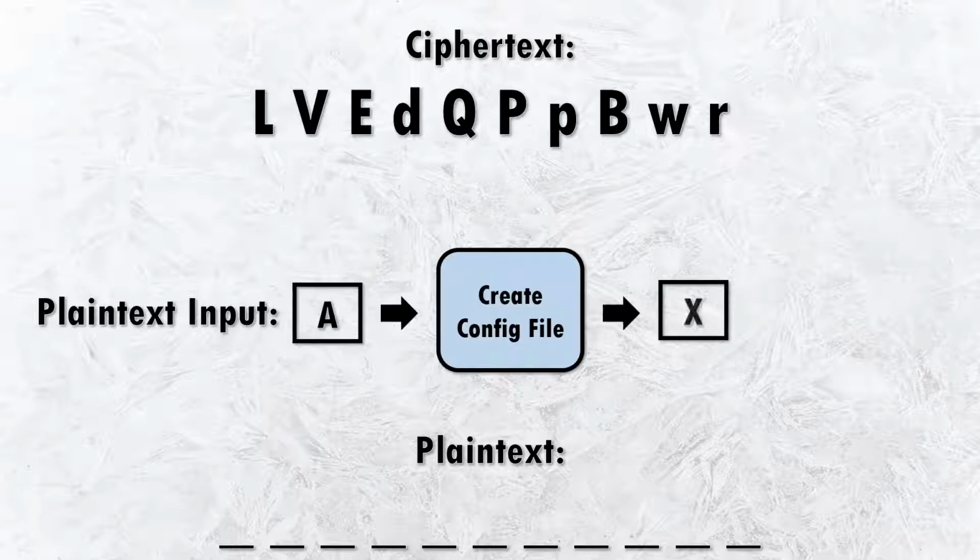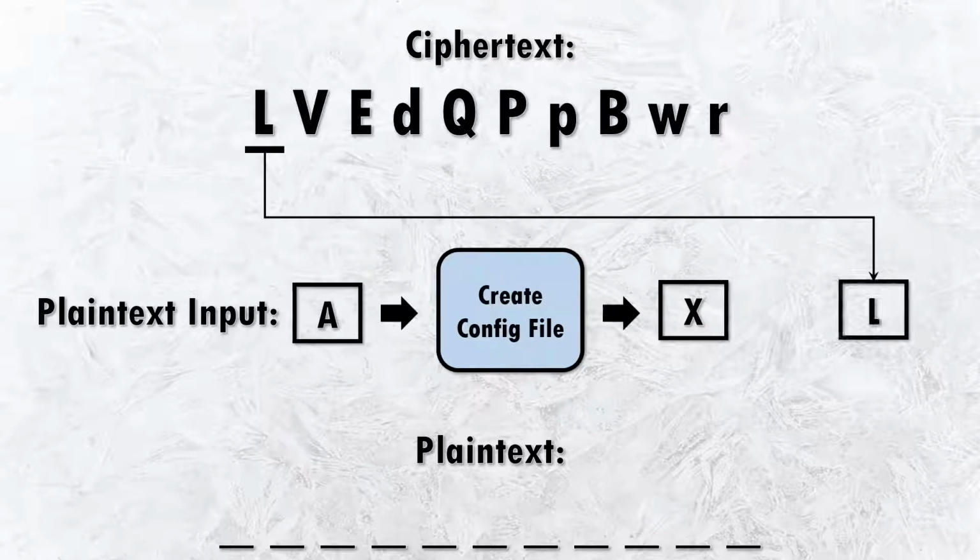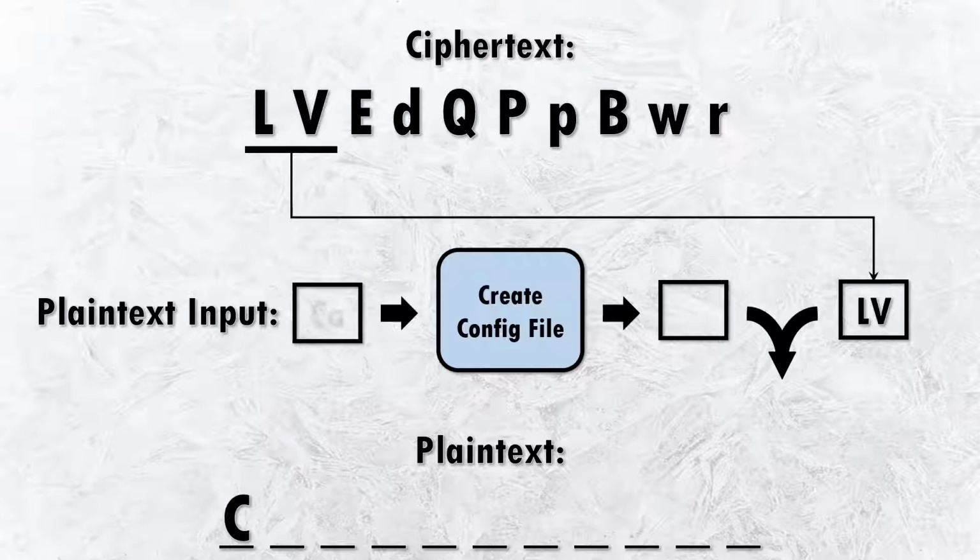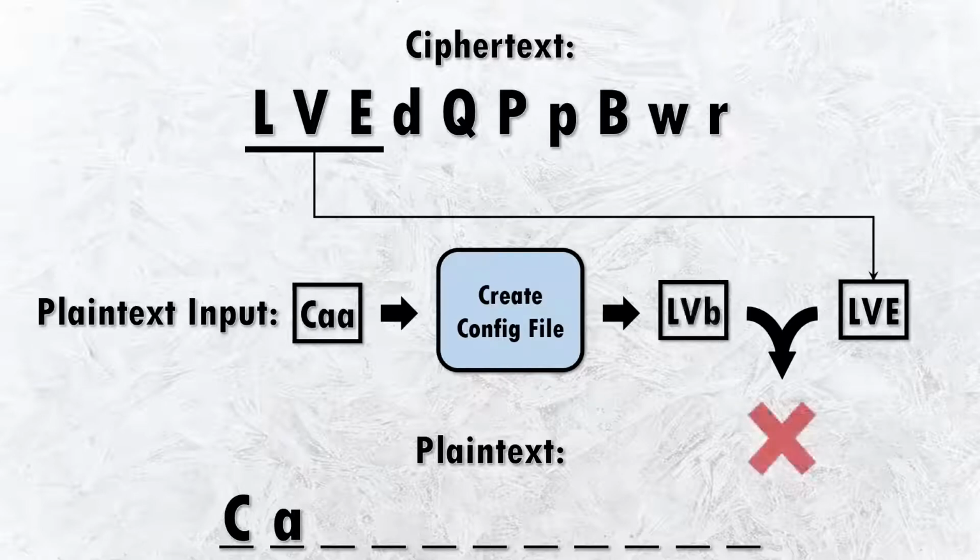First, generate new config files with a 1-character password, cycling through all the letters of the alphabet until the encrypted version matches the first character of the target ciphertext. Then, repeat the same process, but for 2-character passwords, where the first character is fixed as the value discovered by the previous step. And continue repeating the process for the whole of the ciphertext.